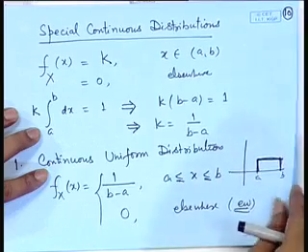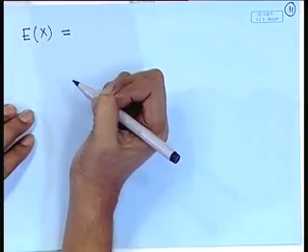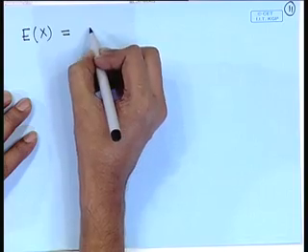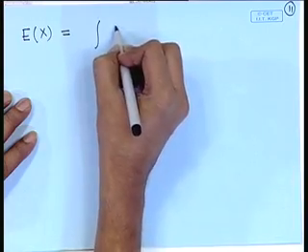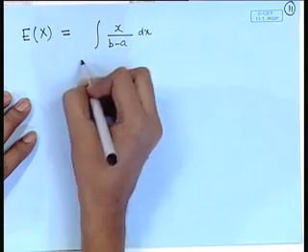We may look at some of the properties here. So, what is the first moment? That is expectation of x. So, it is equal to integral x divided by b minus a dx from a to b.